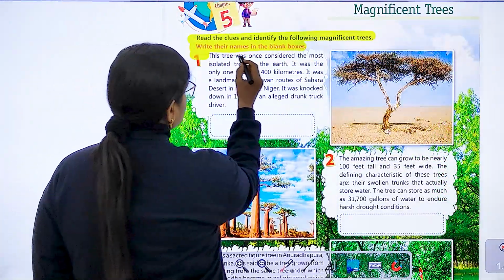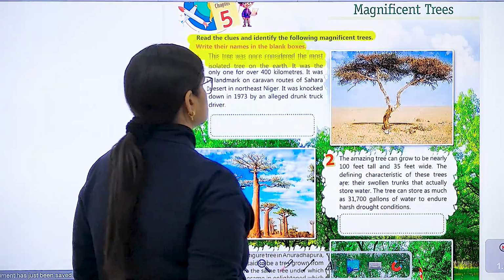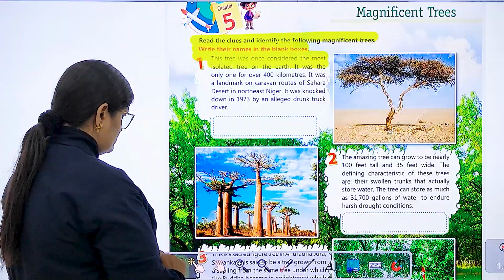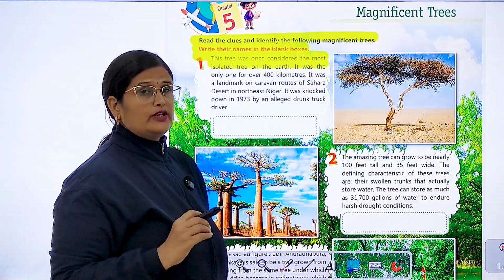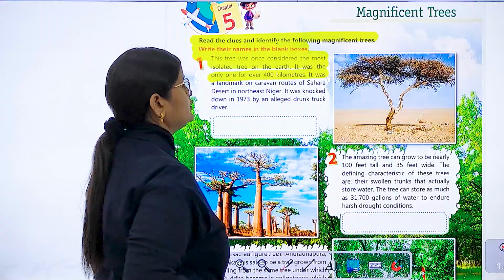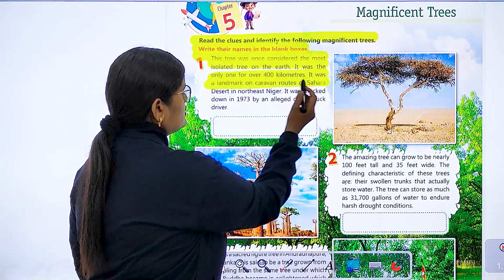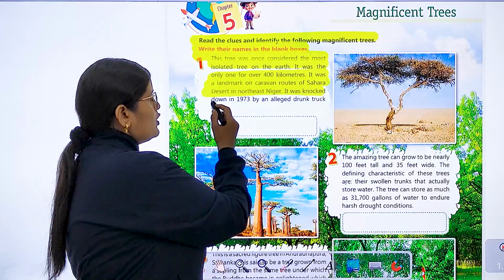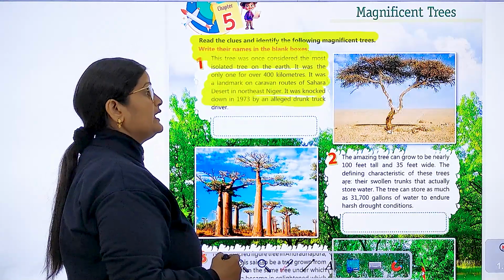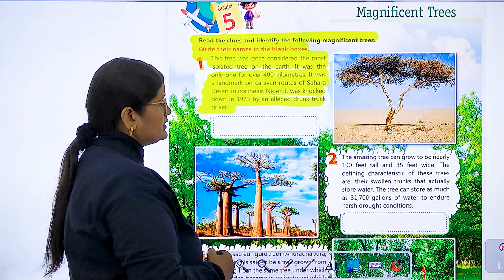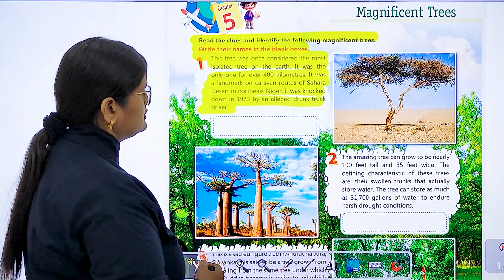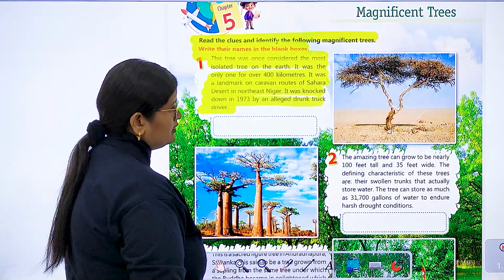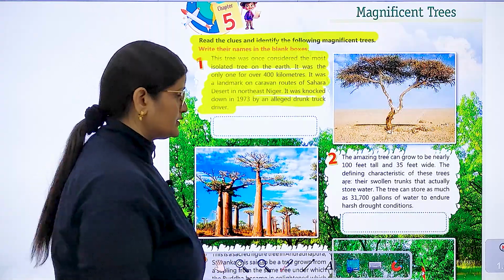Okay. Number 1. This tree was once considered the most isolated tree on the earth. It was the only one for over 400 kilometers. It was a landmark on camel routes of Sahara Desert in Northeast. It was knocked down in 1973 by an elite dump truck driver. So this is the Tree of Tenere.